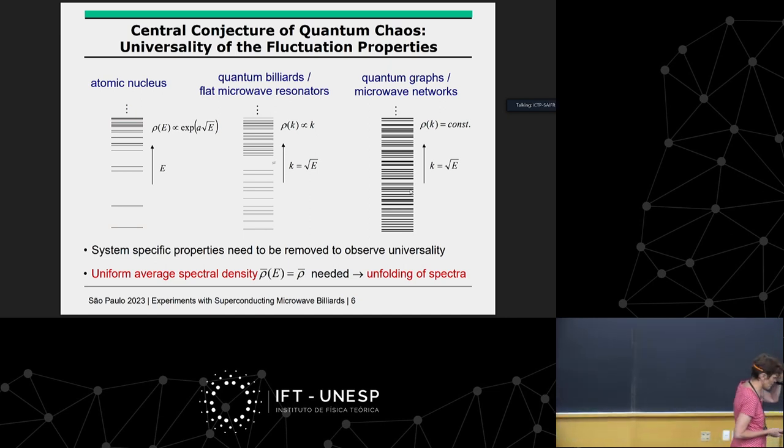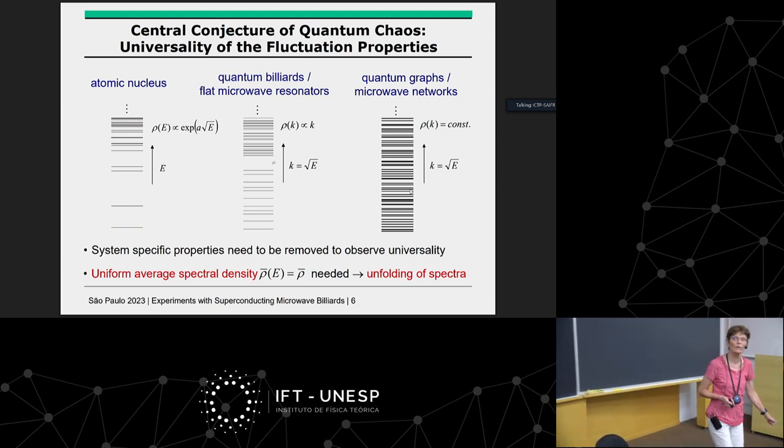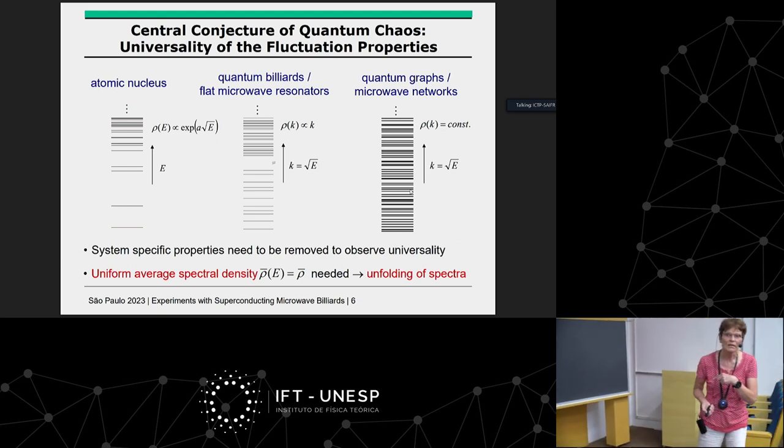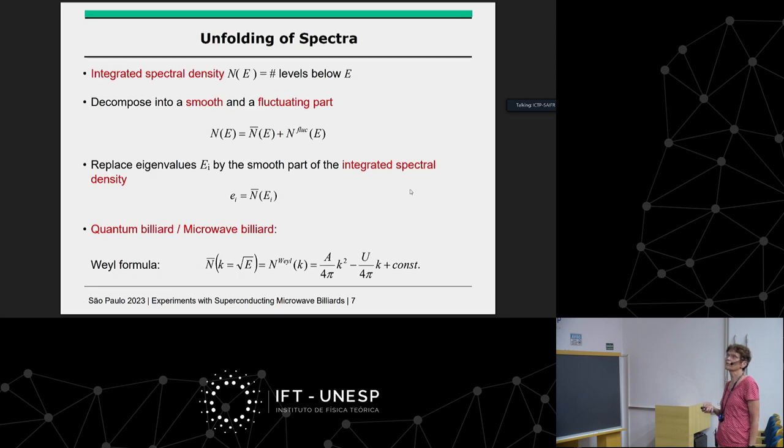It was derived, for example, by Weyl when he looked at the properties of microwave cavities, and there you get a so-called Weyl law. So these have to be removed, and this is done by unfolding.